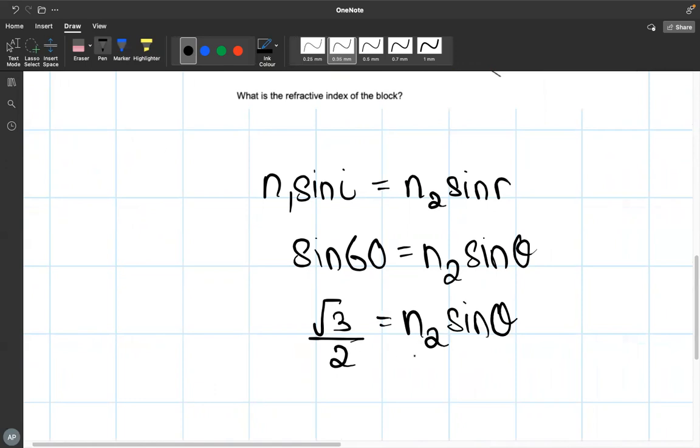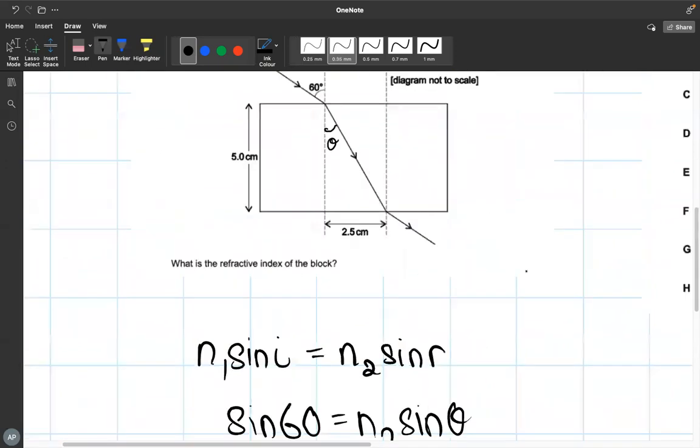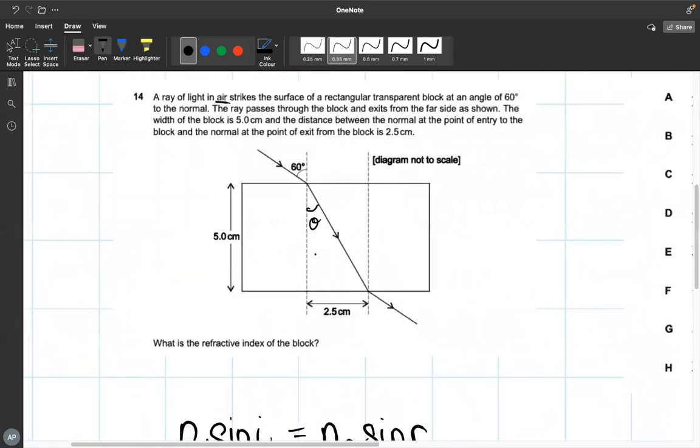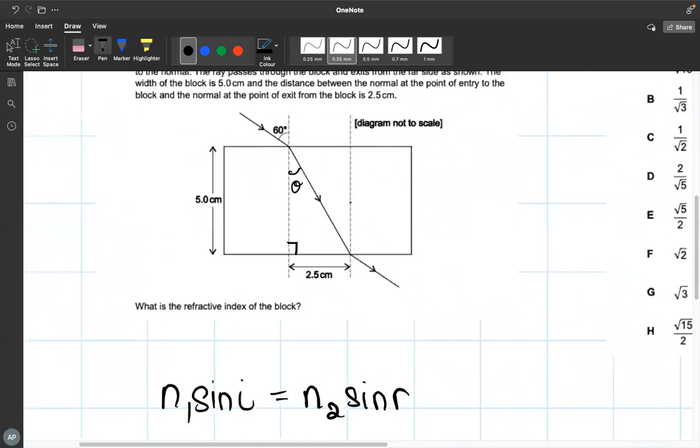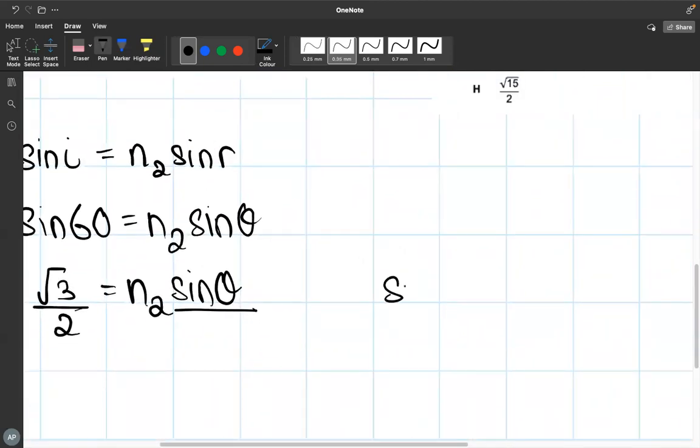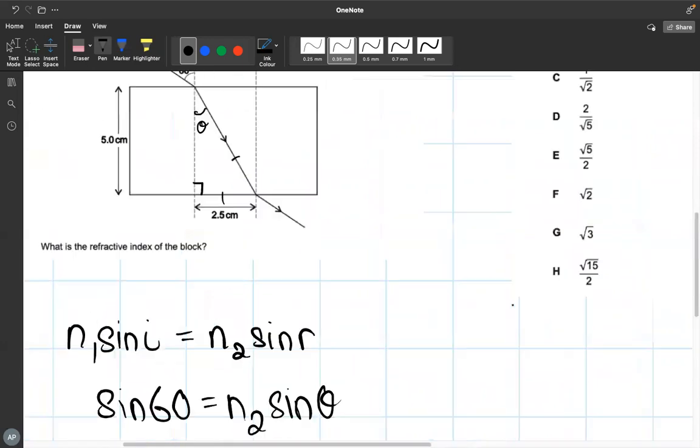Now, given that we have to find N2, we're going to try and find sine theta from the measurements we have. Because the dotted line is the normal, we know that it forms a 90-degree angle with the surface. So this gives us a triangle that we can use Pythagoras to solve. Let's try and find sine theta to make our job easier. Sine is opposite over hypotenuse. We have opposite as 2.5, so sine theta is 2.5 over the hypotenuse.